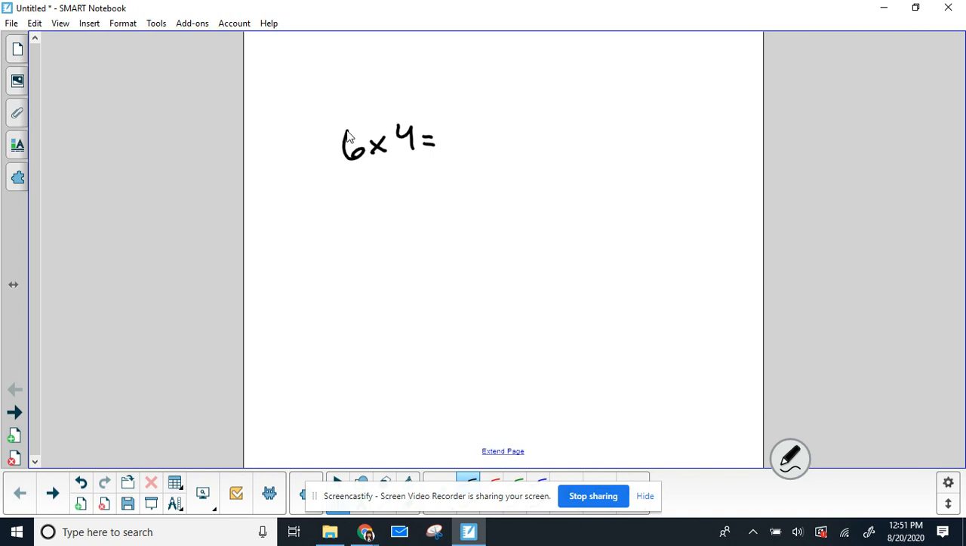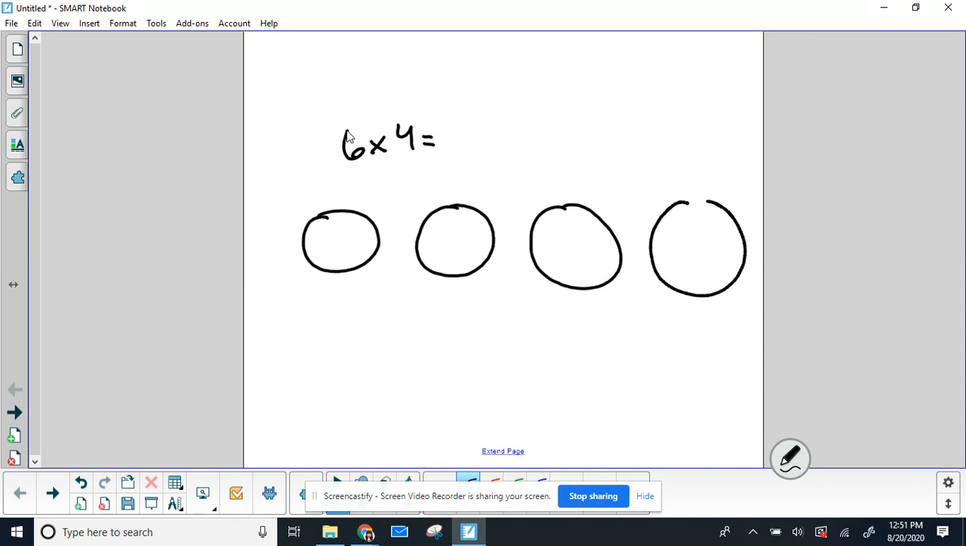Okay, so I get a problem like that. What do I do? Well, you can make either 6 groups or 4 groups, but because I don't want to draw 6 groups, I'm going to go with the lesser number. So let's go with 4. I'm going to make 4 circles here. I can just barely fit a 4th one over here. Okay, so I got my 4 groups.